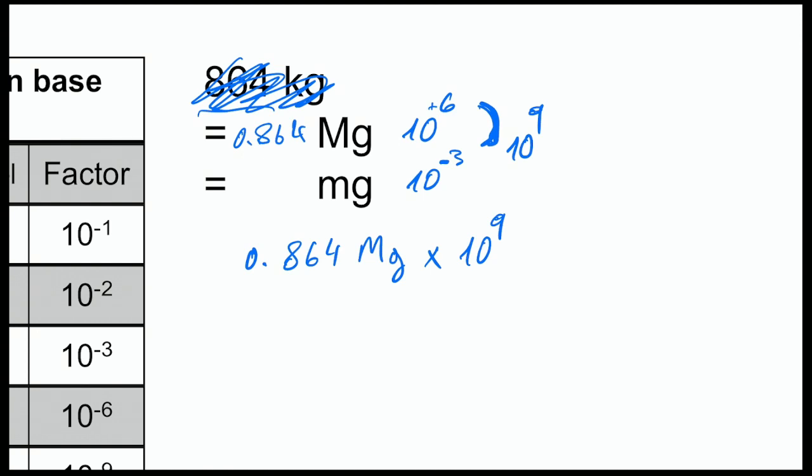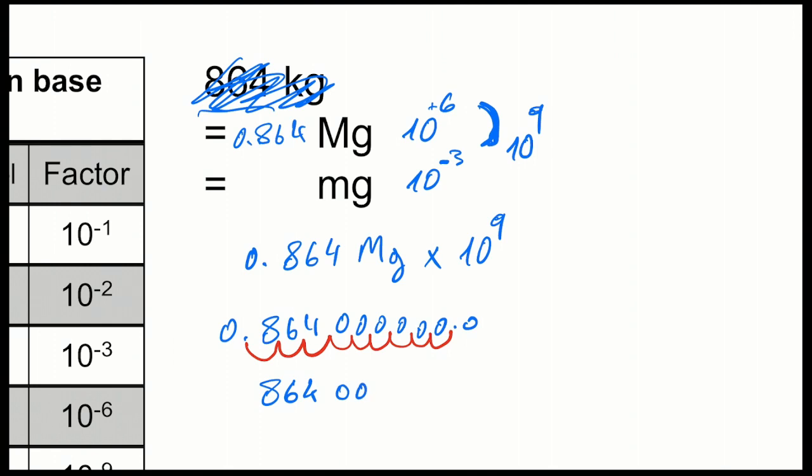So you could possibly write it like this. 0.864 and then move the decimal point 9 places to the right. 1, 2, 3, 4, 5, 6, 7, 8, 9. That's where the decimal point should go, and then fill in the blanks. That's what it is. Okay, so your number becomes 864,000,000. That's a hell of a big number for milligrams.